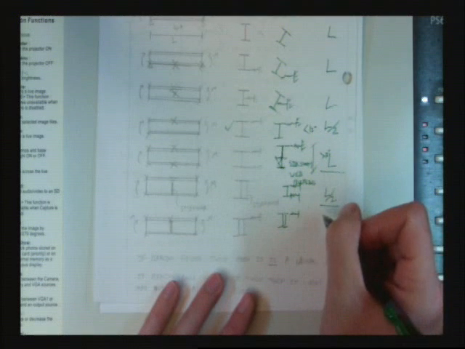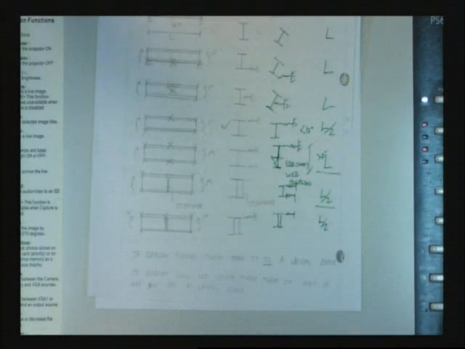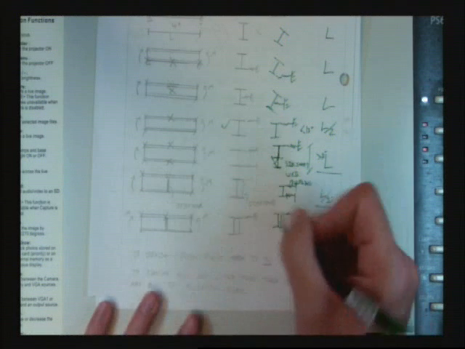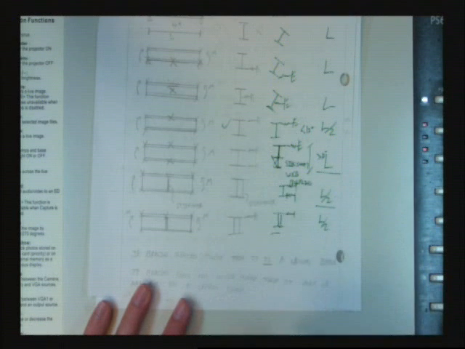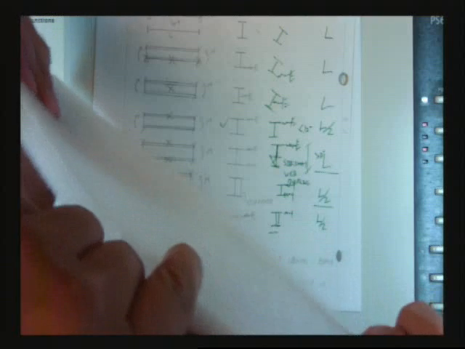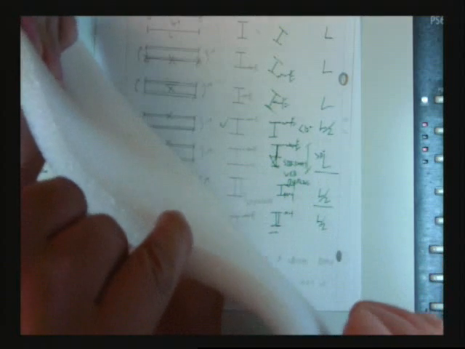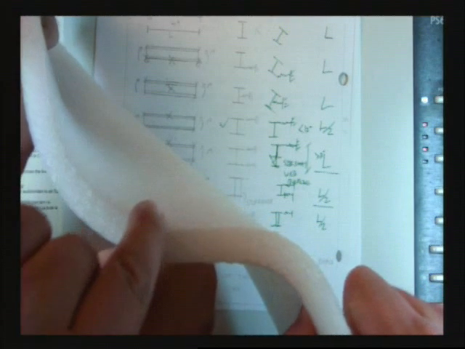What's our L? L over 2. How about our big boy? Is it going to work? What do you think the L is going to be for a deep girder? I hear a vote for L over 2. Let's try it. Got the top. Got a finger on it. It's L. It's not kicking out. It worked.